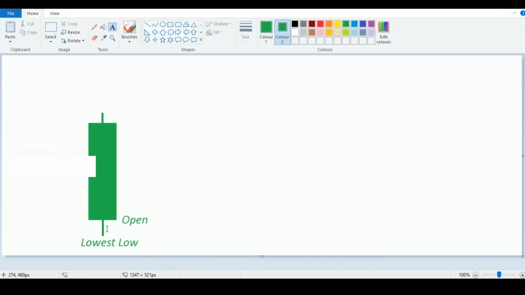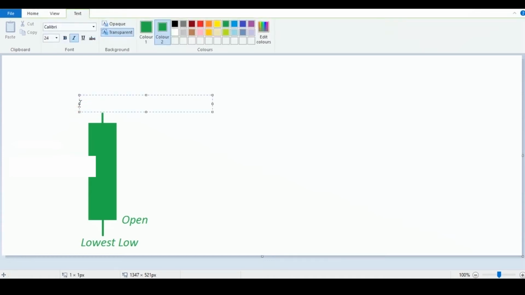And then price turns around and it goes all the way to the top. And once it reaches this point, it then turns around and starts going down again. So it did not go any further than this point right here. So this is called your highest high.